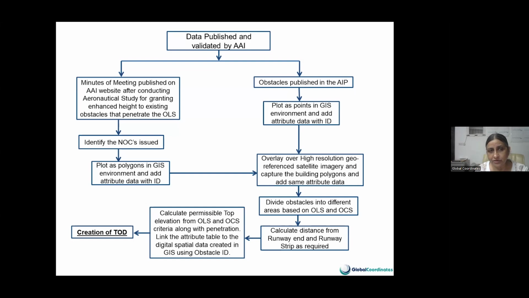We have taken these two data sets and plotted them in a GIS environment. We have used ArcGIS software, which we will be showcasing later. For the same area, we have taken high resolution satellite imagery, plotted the points over the satellite imagery, and then captured the building polygon, whatever the boundary of the obstacle is from the satellite image. Then we divided the obstacles into various areas and calculated the penetration. That has been used to create the attribute data, which is then linked to the spatial data.